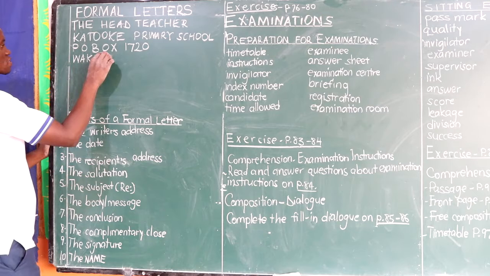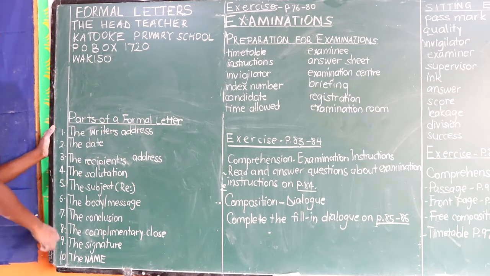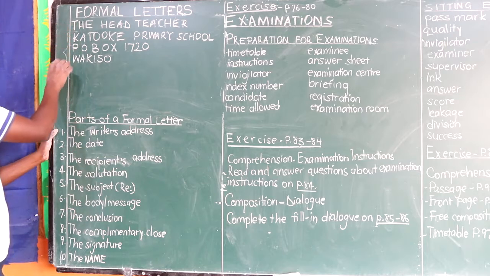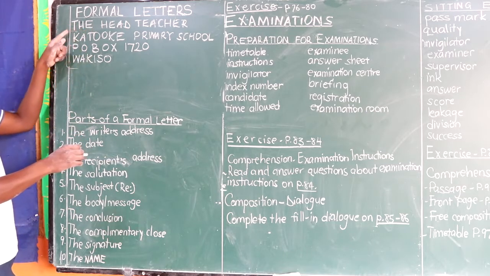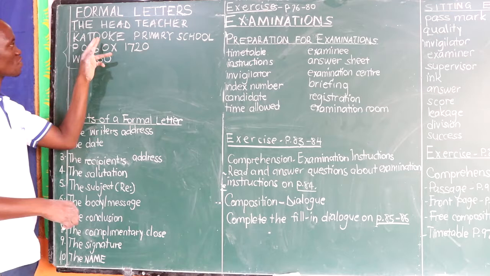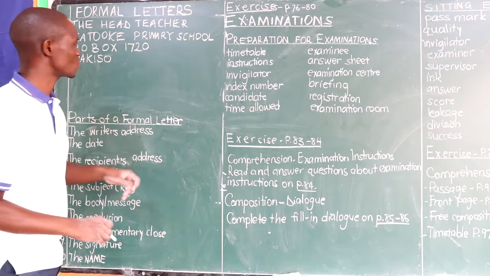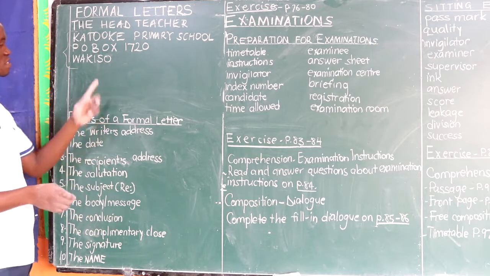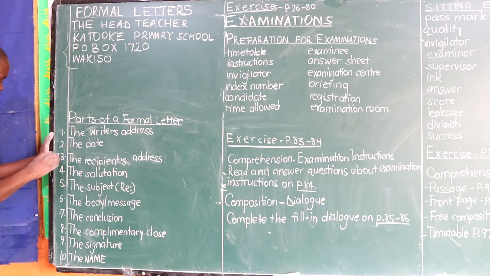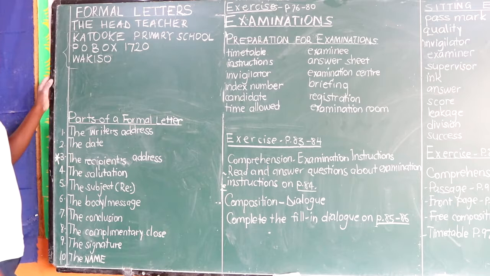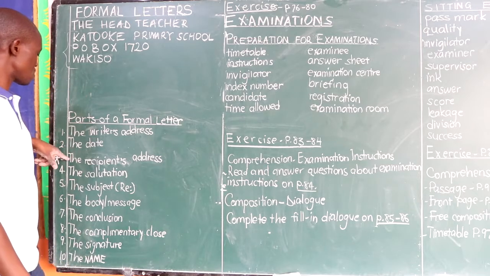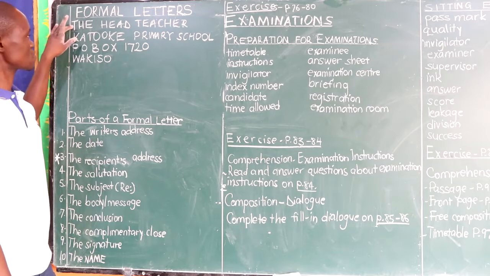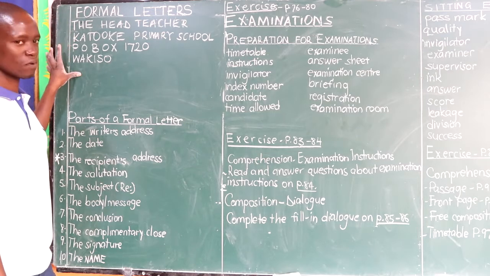The other address we looked at was starting from this, and this should be the writer's address. If the head teacher from the same school is writing back to you, he will use this address. But since in this letter he is the recipient, I'm giving you a hint on how to write the recipient's address. His address will appear like this: the title first, then the address in full.